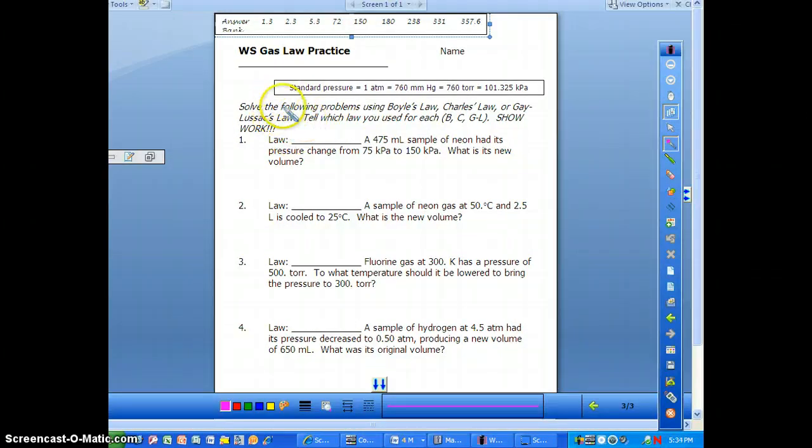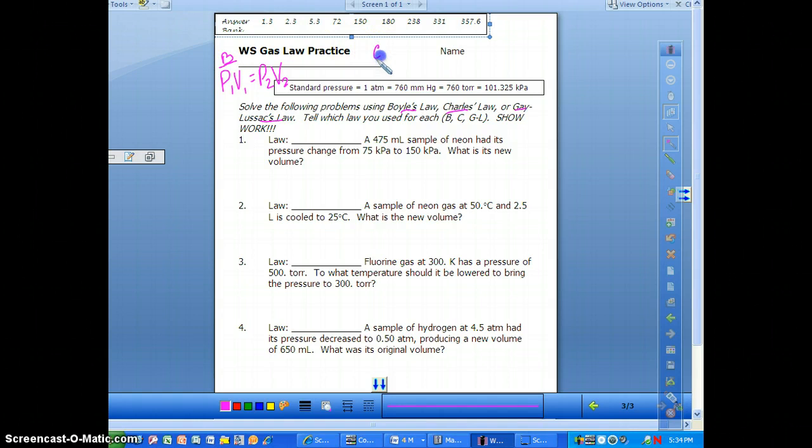We're looking at the gas law practice worksheet, which you can see now has Boyle's law, Charles' law, and Gay-Lussac's law all mixed up in the same paper. You probably want to write all your laws down. You got P1 V1 equals P2 V2. That's Boyle.